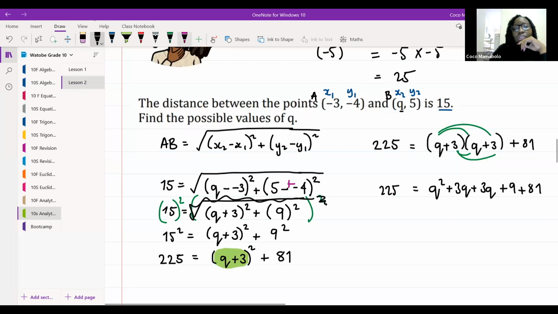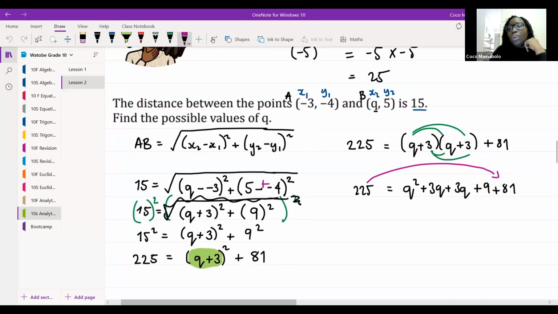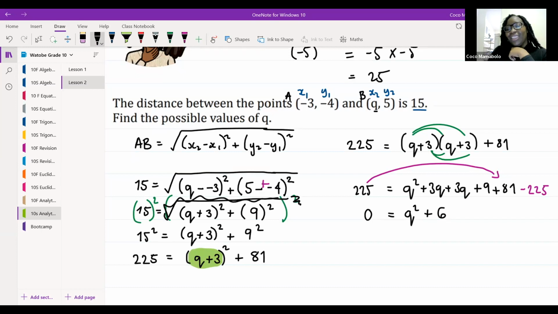We're going to take the 225 over to the other side and it's going to become minus 225. Good. Now I've got 0 left on the side. Clean it up. Then it's going to be q squared plus 6q, and then minus 135. Good. What's next?